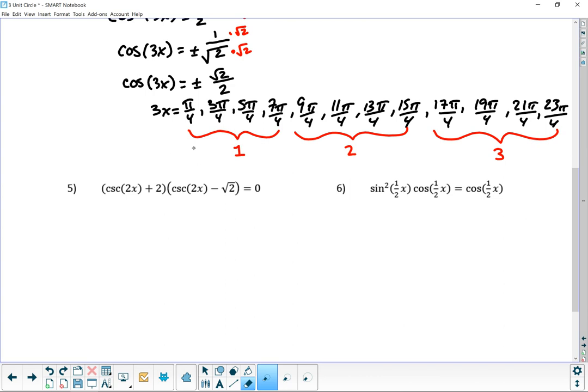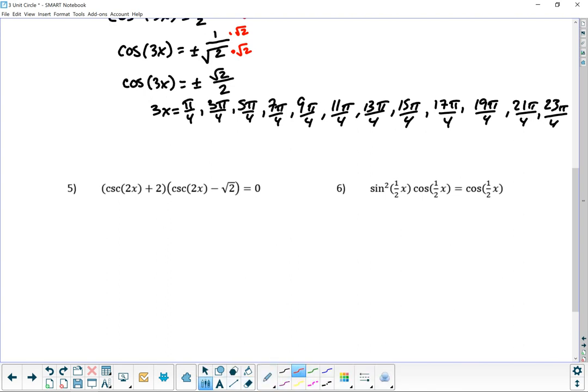Oh, wait. Now we still have to solve for x. This is 3x, so we're not quite done with x yet. So we need to divide everything by 3. Or you can say multiply the bottom. So divide by 3 really means multiply by 1/3. So multiply by 1/3, 1/3, 1/3, 1/3, and you get the idea.